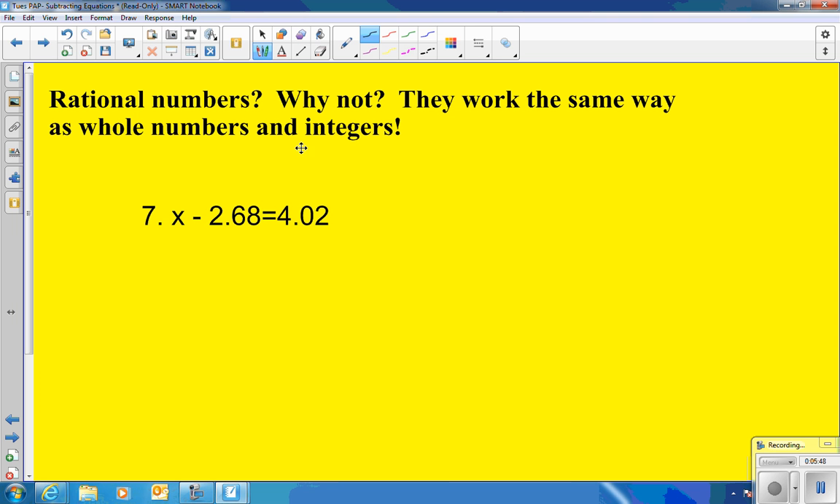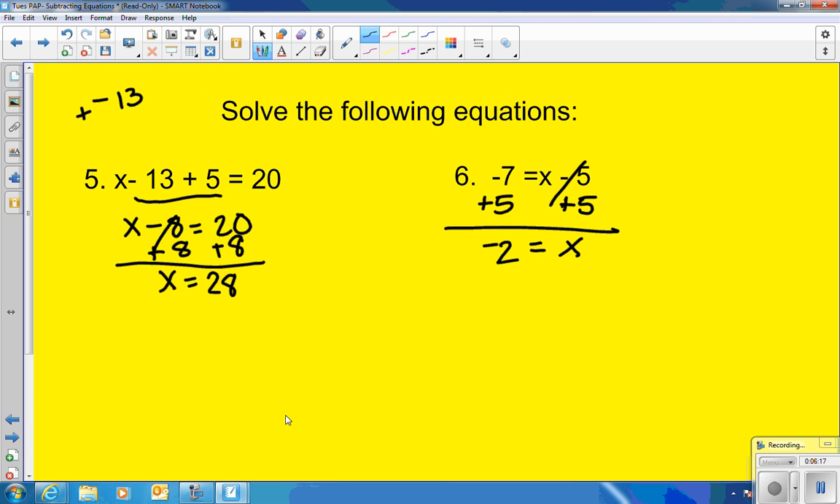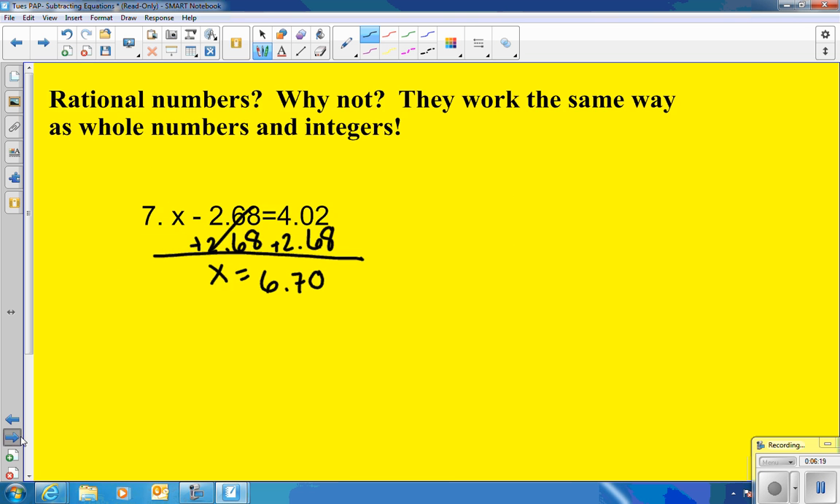Rational numbers? Sure, they work the same exact way. How do I get rid of a minus 2.68? With an add 2.68. The only difference with these is sometimes you might have to show a little bit of math over on the side. So that goes away and I have an x equal to 8 and 2 is 10. So that's going to carry a 1, which makes the next column 7 and then 6. Oops, I hit the wrong button.